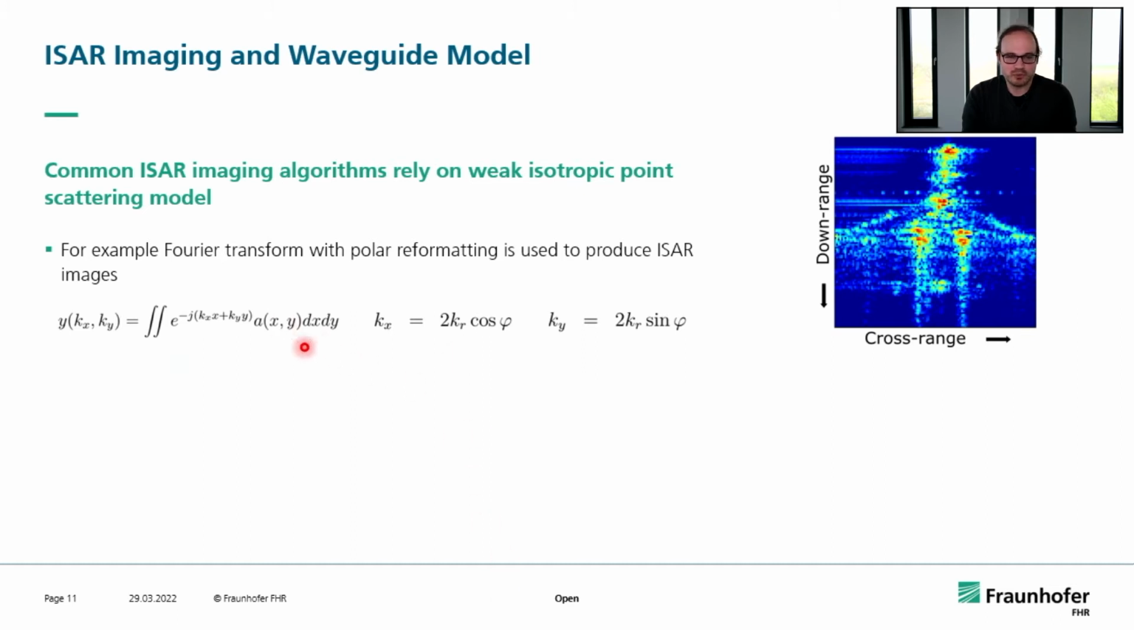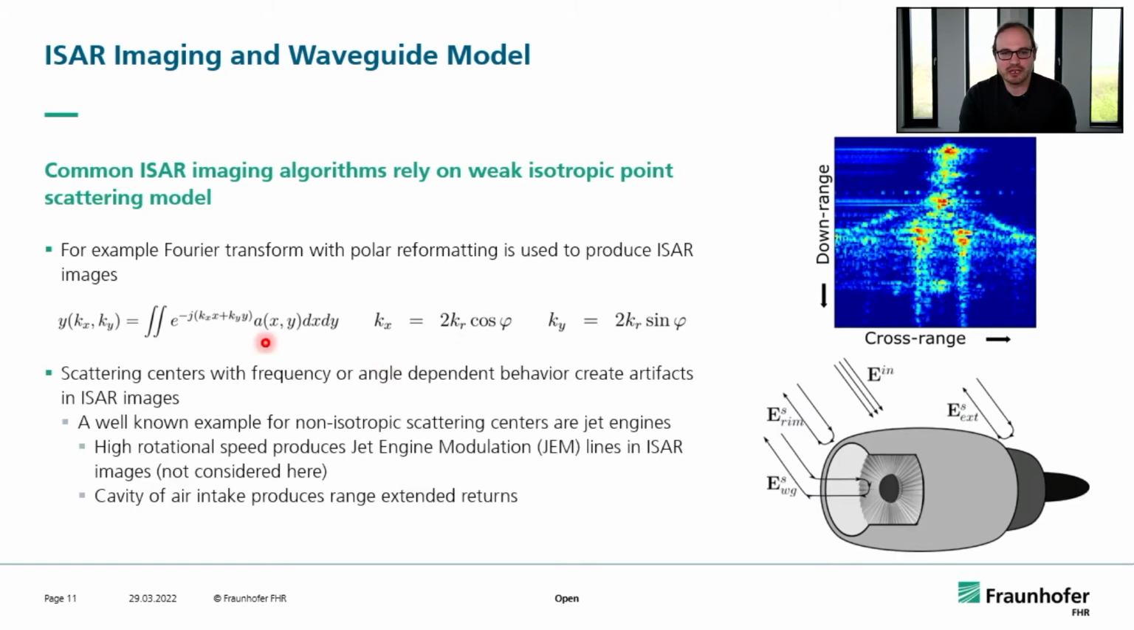We have a certain object that can be described by a function A. This is the scattering distribution. And our signal that we receive is given by this 2D Fourier transform in polar coordinates. If we do this kx, ky substitution with these cosine and sine terms, we can write it like this, as a 2D Fourier transform. This is so-called polar reformatting. So our signal that we receive is given by the Fourier transform of the scattering distribution. That means that we can just use the inverse Fourier transform to calculate our image.